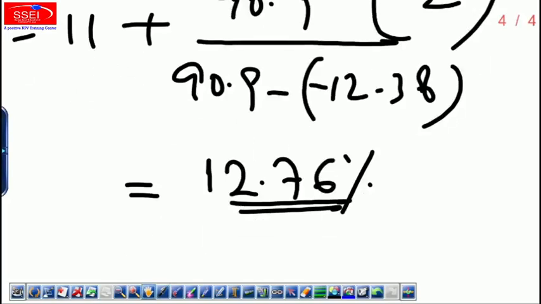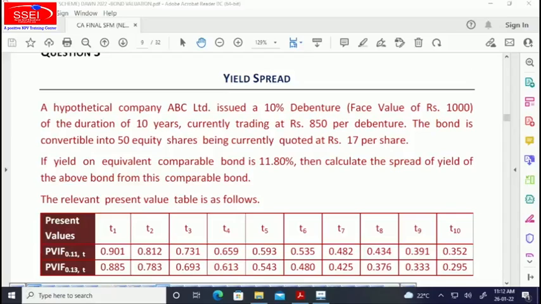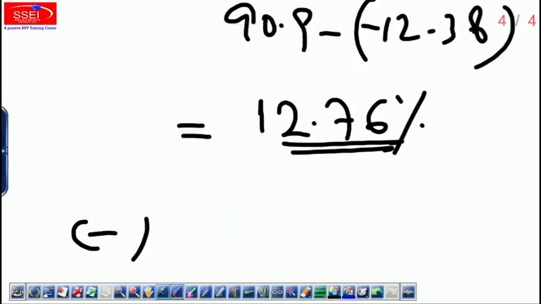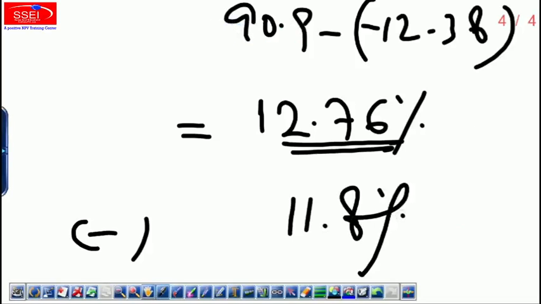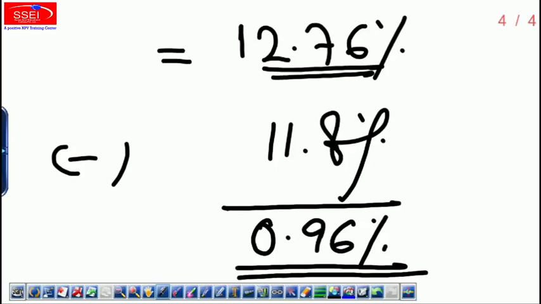12.76%. This is the YTM. So the yield spread is 12.76 minus, what was the yield of the comparable bond? 11.8. So 12.76 minus 11.8 is coming to 0.96% approx. 0.96% is the yield spread.